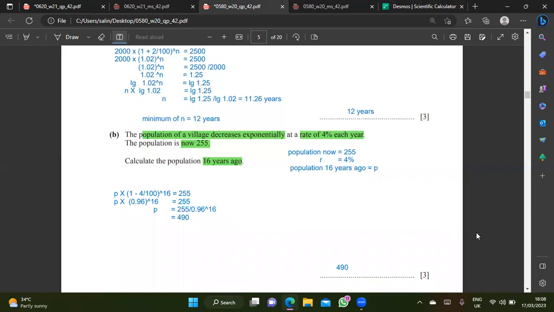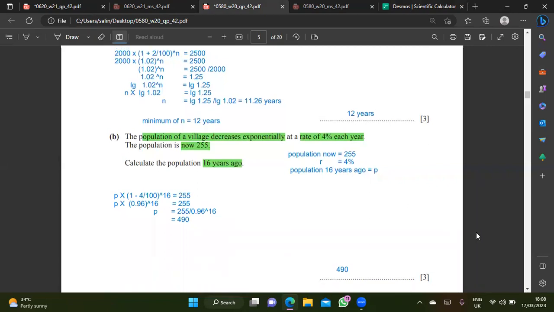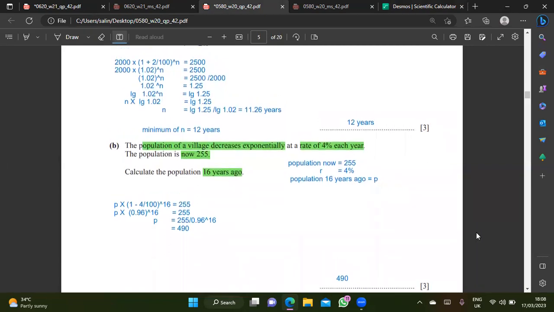Alhamdulillah, so you can actually relate this to population. This is decreasing exponentially, and your formula is like the compound interest formula just now, with a bit of adjustment. So from now on, you can start to memorize the formula, inshallah. So we'll stop here. Alhamdulillah.